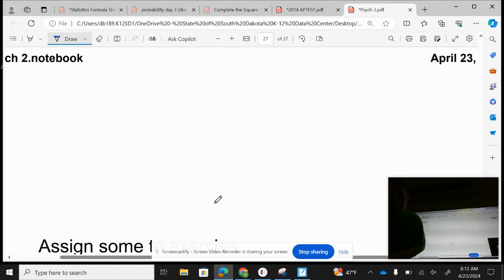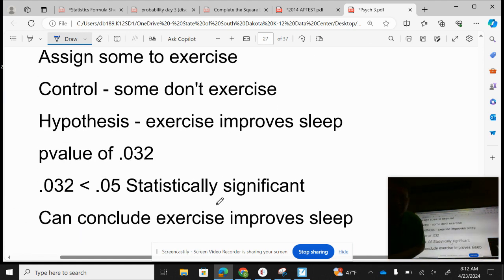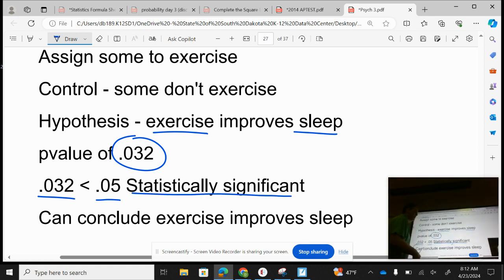Okay, p-value as quick as we can. Let's say we have a hypothesis: exercise improves sleep. And we've done it the right way because we've assigned some to exercise, some to not, and we get a p-value of 0.032. If the p-value is less than your alpha, which is typically 5%, we call that statistically significant. So we can conclude exercise improves sleep.